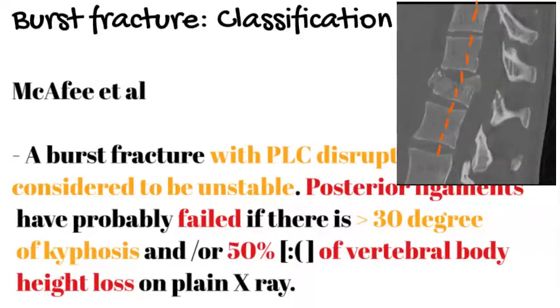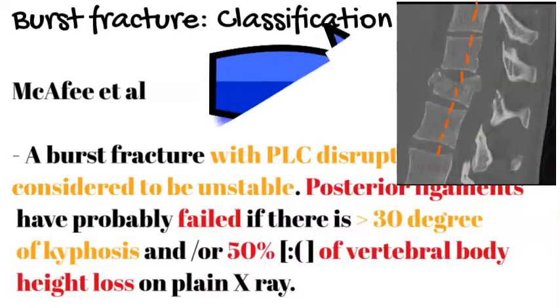This picture shows a CT scan that reveals a burst fracture that involved the middle column with a bony retropulsion into the spinal canal.